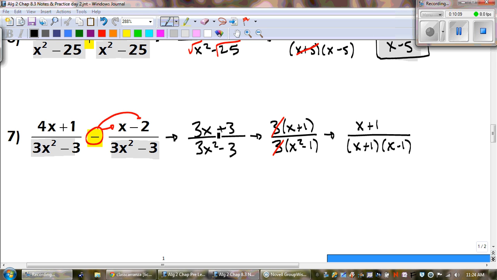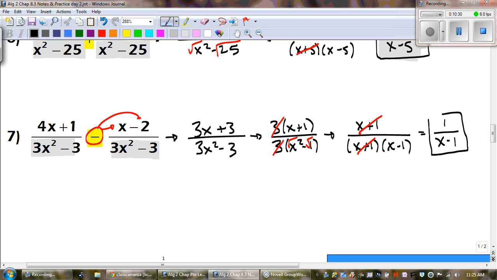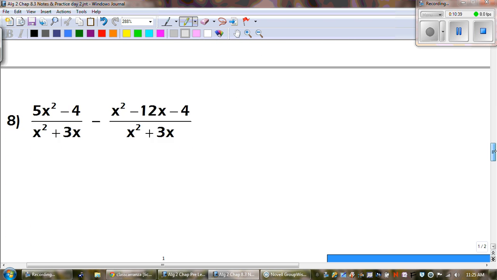Okay, so when you combine it, you get 3x plus 3 over 3x squared minus 3. I was able to factor out a GCF, but then did you guys notice that x squared minus 1 was the difference of two squares? Yeah, and then we could cancel out more, and then our final answer is 1 over x minus 1, okay? So don't give up after the first time you factor. You might be able to factor it again, okay?